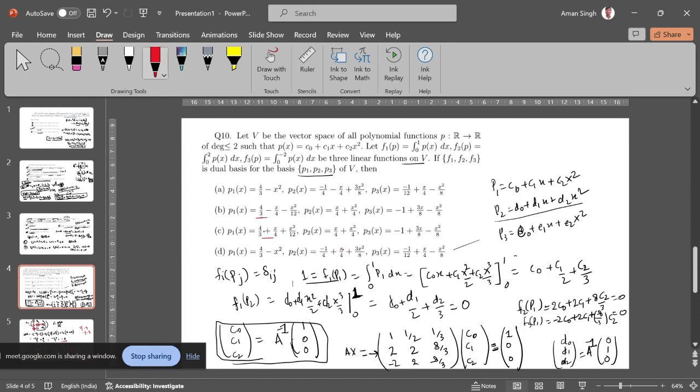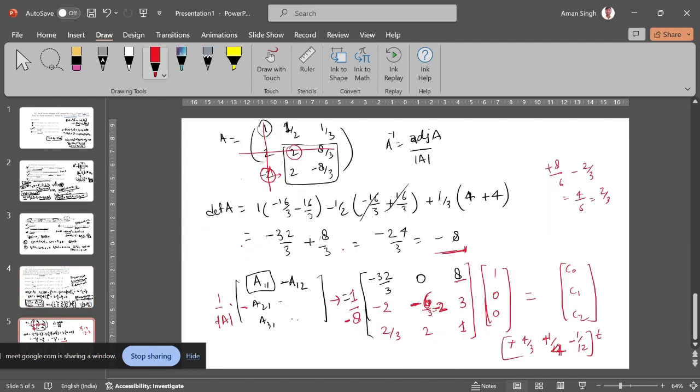See, in these two options, if the third should be minus, then the second should be plus. Okay, let's see the sign of the third, what it is. It is plus, 4 by 3 minus 2 by 3. It's 2 by 3. It should be minus. No option matching.